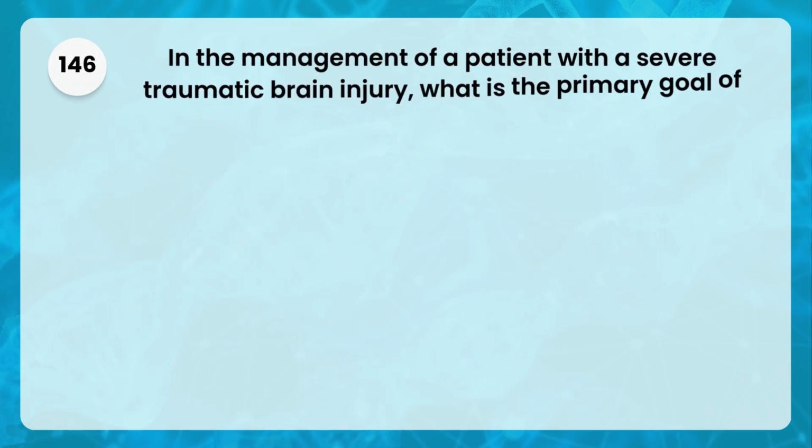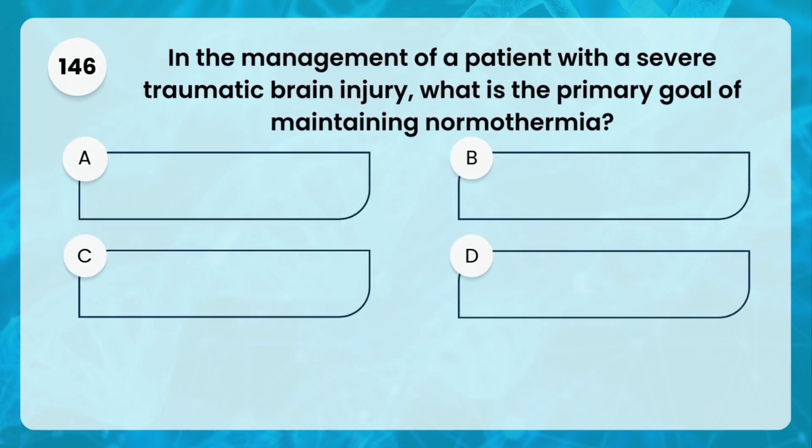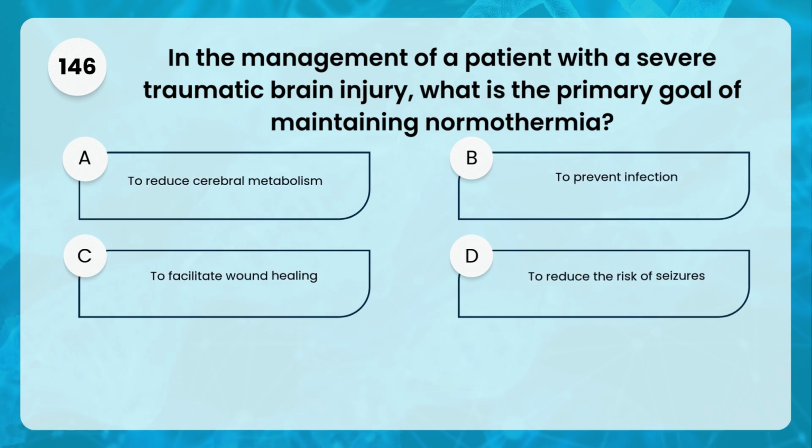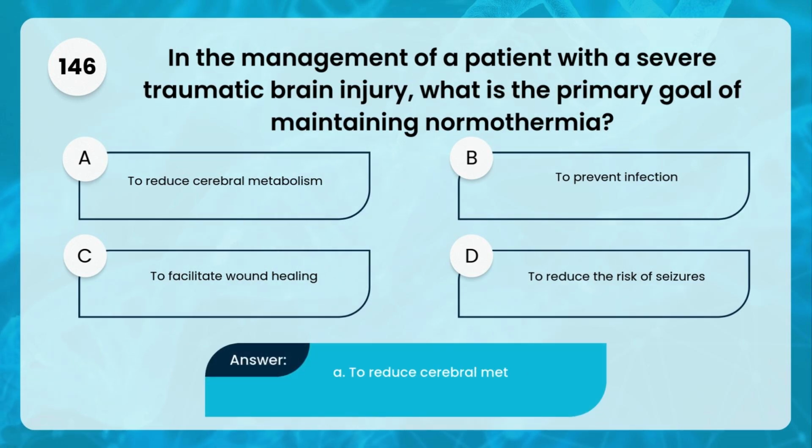146. In the management of a patient with a severe traumatic brain injury, what is the primary goal of maintaining normothermia? A. To reduce cerebral metabolism. B. To prevent infection. C. To facilitate wound healing. Or D. To reduce the risk of seizures. The answer is A, to reduce cerebral metabolism.